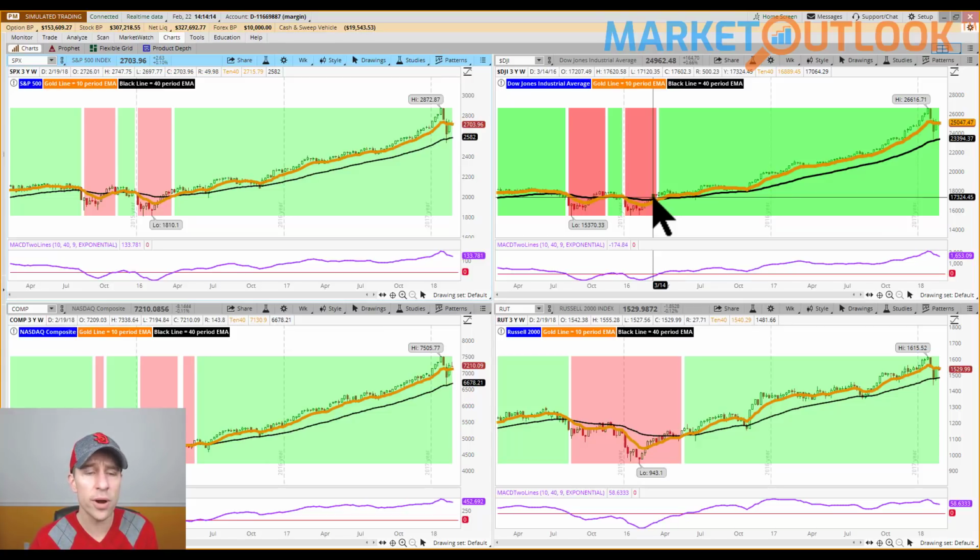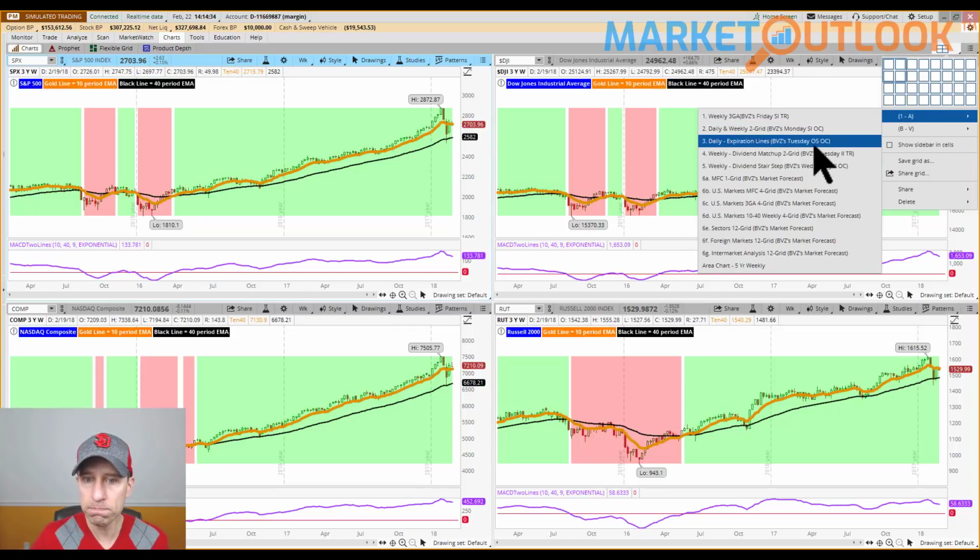So it's not right for everybody, but for those of you that enjoy having your money with the trend and understanding you're not going to get in at the bottom or out at the top, it can be an effective way to look at the markets. And right now, we do have bullish long-term postures across the board with this 10-40 weekly crossover method that we use here.